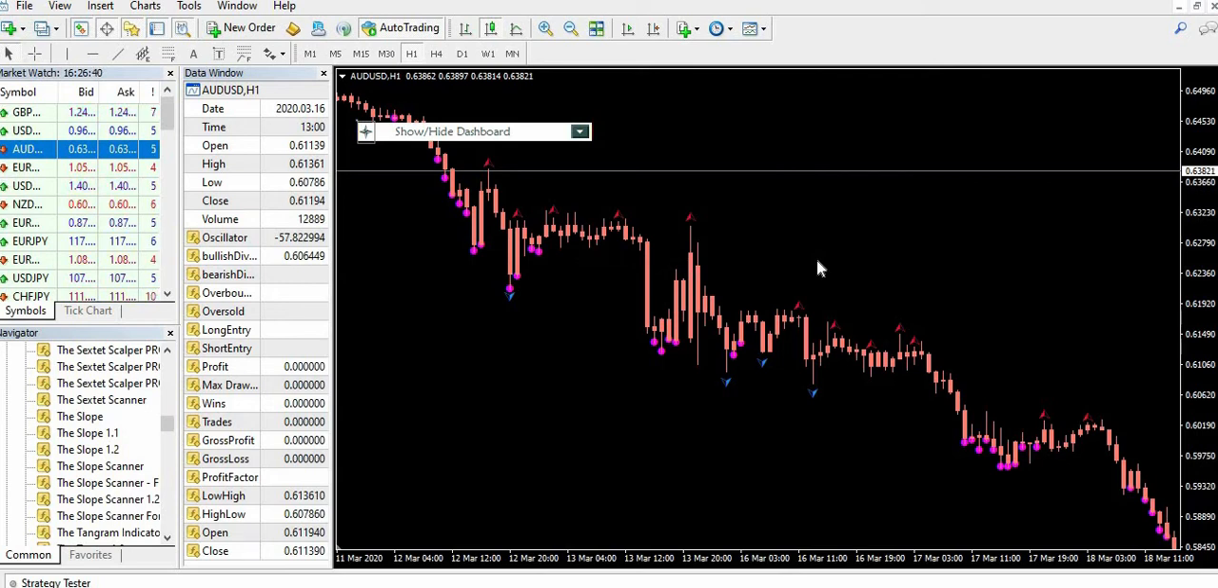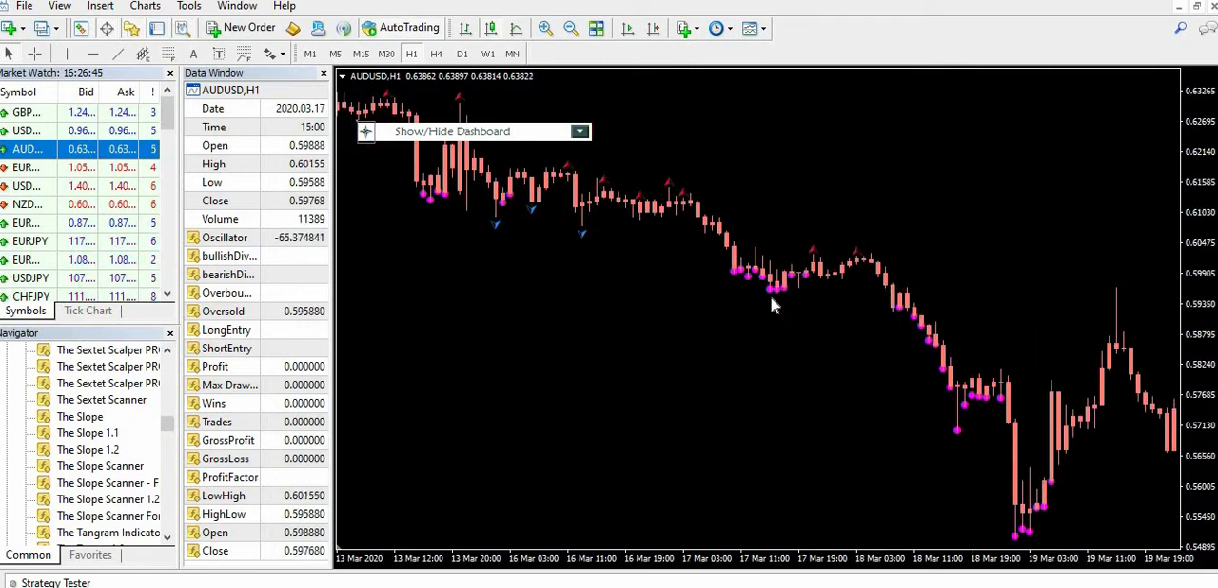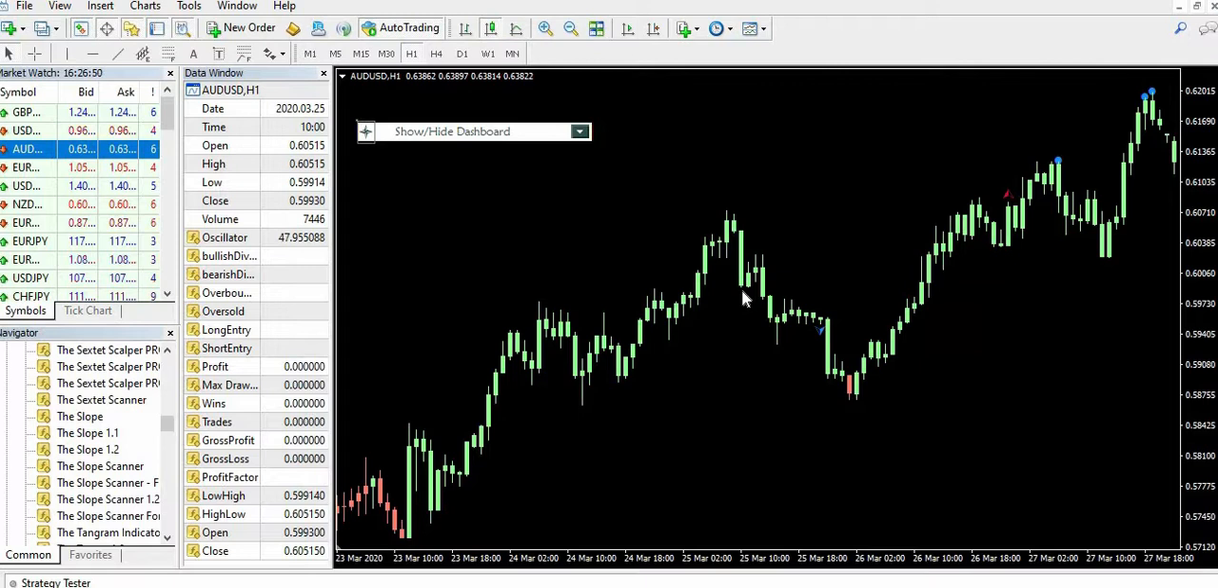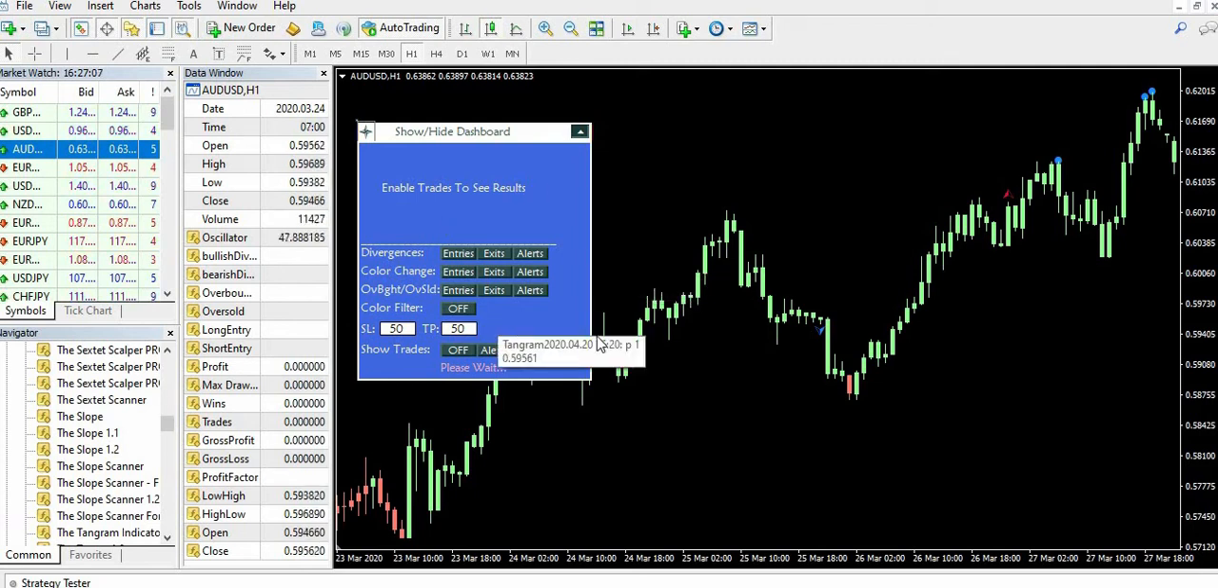But there's also another way to use the Tangram indicator. Besides using it as it is with your own trading style and strategies, you could create your own custom strategies with this indicator. And I'll show you how to do this. It's all done with this dashboard here. You see, we have this white bar, and if you click on this arrow, you'll get this dashboard. Now, the dashboard's empty now, but I'm going to show you how to use it to create your own strategy.